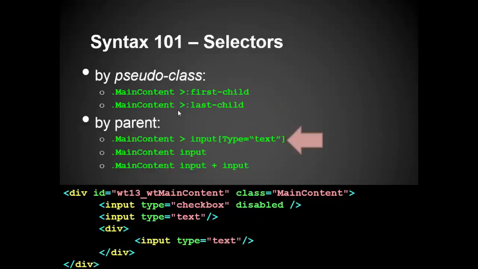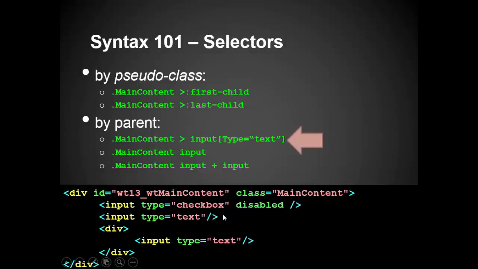Selectors can also be by parent, as we have already seen. So in this example, once again, we have a space or a symbol. So we have here a symbol. So we start by the end. We are going to select all inputs that are of the type text that are direct descendants of an element that has the class main content. So looking at our example, which one are we going to select? This one or this one?